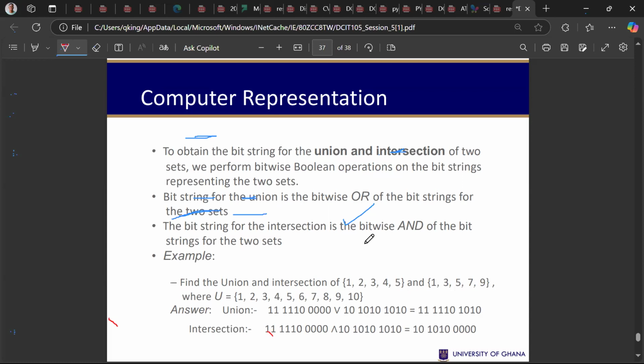Let me touch lastly on this. Probably I can take questions and then bring the class to a close. The last thing has to do with bitwise Boolean operations, which deal with the union, denoted by ∪, and the intersection, denoted by ∩. To find the union of two sets, we are still in the context of the computer representation.